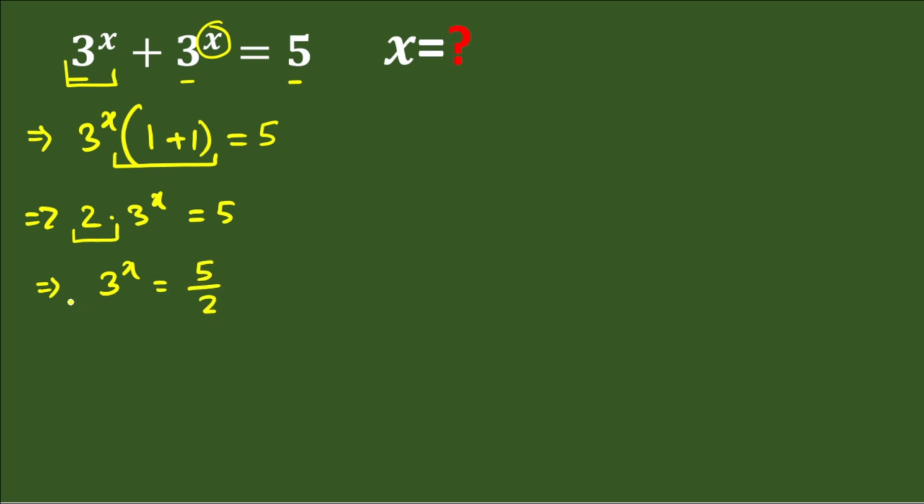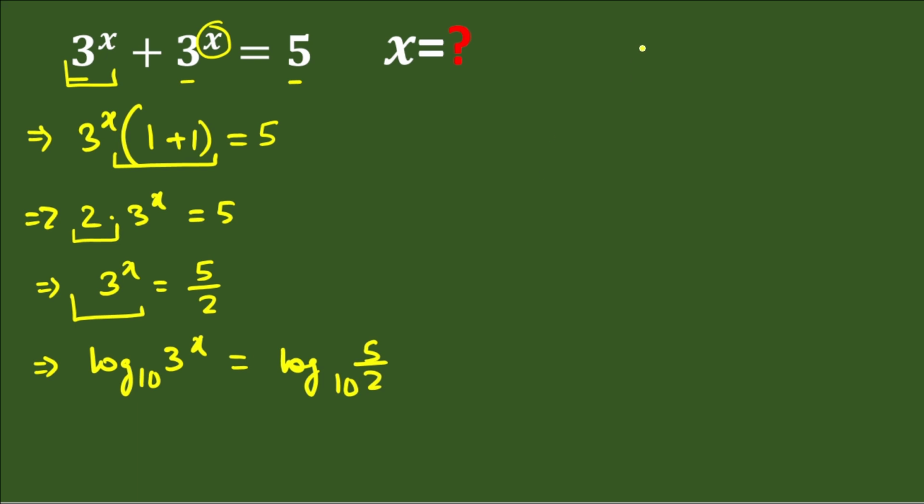So now for solving this type of problem, we take log. We'll take log on both sides with base 10. So on the left hand side we'll write log of 3 to the power x with base 10, and on the right hand side also it is log of 5 divided by 2 with base 10.